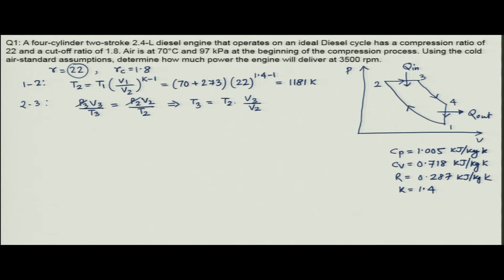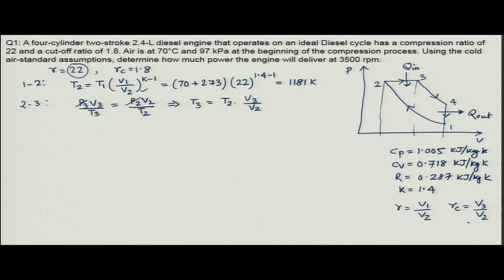Now, what is V3 upon V2? This is V1 and this is V2. The compression ratio r is nothing but V1 upon V2, which we have already used. And V3 upon V2 is called the cutoff ratio, which I am writing as rc. The cutoff ratio is defined as the volume after the constant pressure heat addition divided by V2, the volume after the compression stroke, that is at the lowest condition.